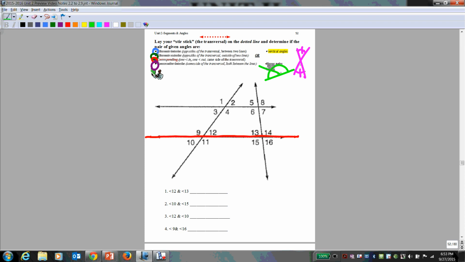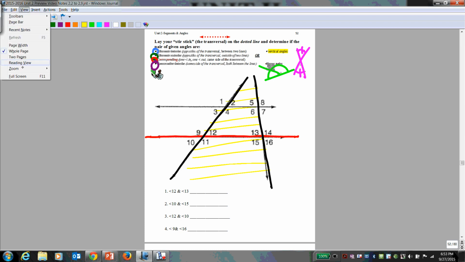Okay, so take a look. That's where your stir stick is. That means we're cutting across these 2 lines. Just darken them. We're cutting across these 2 lines. That's your stir stick. Very lightly shade what's between the 2 lines, because that's going to help you realize that's your interior. Your interior is always between the 2 lines that we're working with.